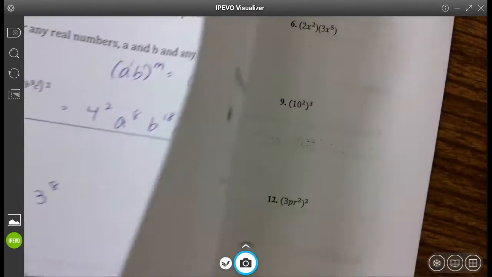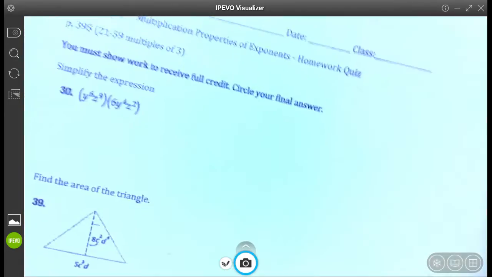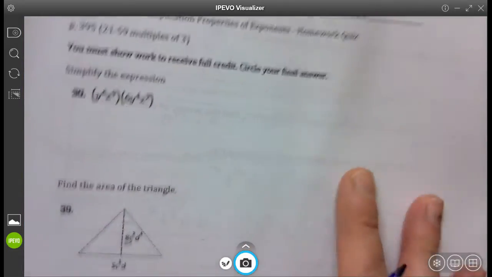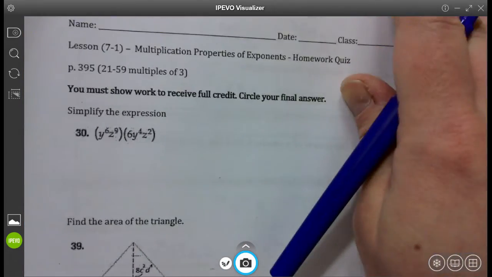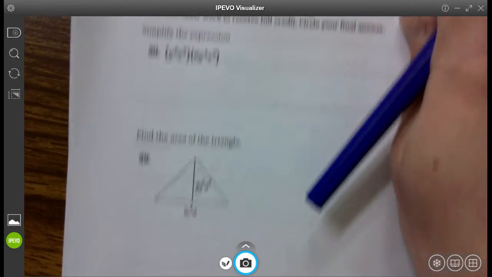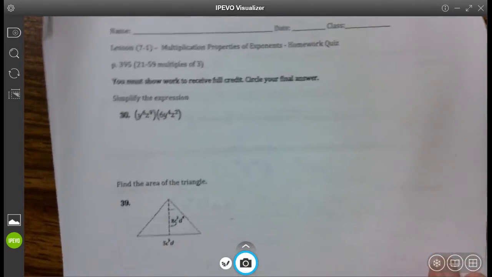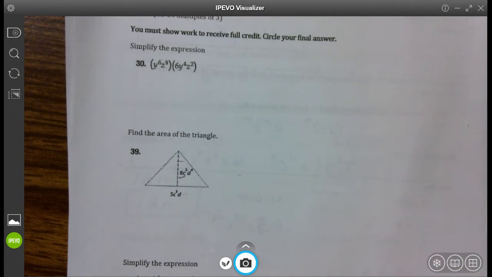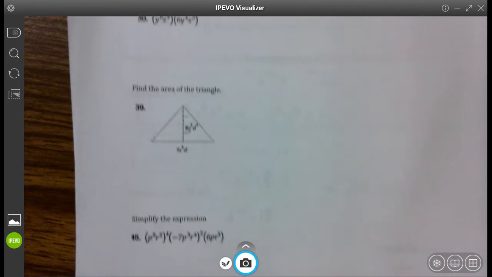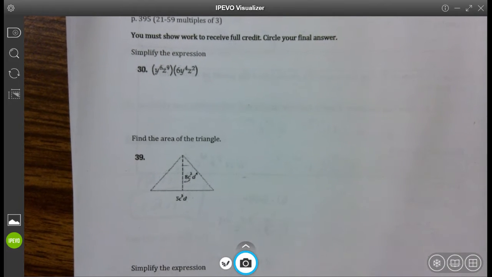Okay, now on the back, I want you to try these 3. It says homework quiz. I used to give homework quizzes. Okay, so I used to pick 3 problems from the homework. A lot's changed since the pandemic, and I don't do that anymore. So your homework is going to be Delta Math 7-1.